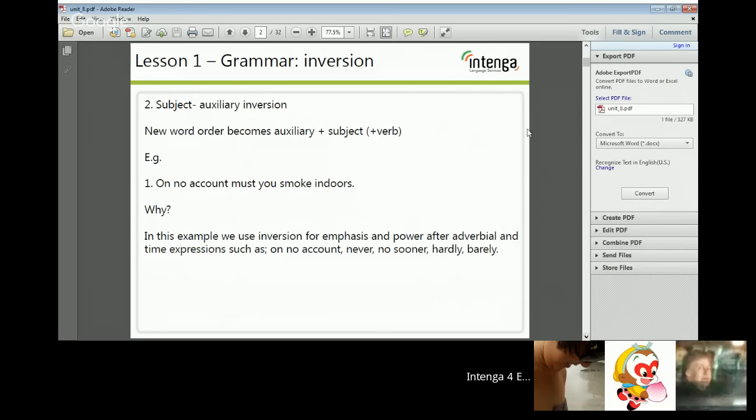All right. So if we look at this next slide, it's the subject auxiliary inversion. All right. So the new word order becomes the auxiliary plus subject and then the verb. Okay, so for example, on no account must you smoke indoors. Okay, so do you see how this is changing? We have must you smoke here. That's what this is. The auxiliary is must in this case, the subject, and then the verb. Okay, so if we wanted to say this basically normal, we could say you must not smoke indoors.